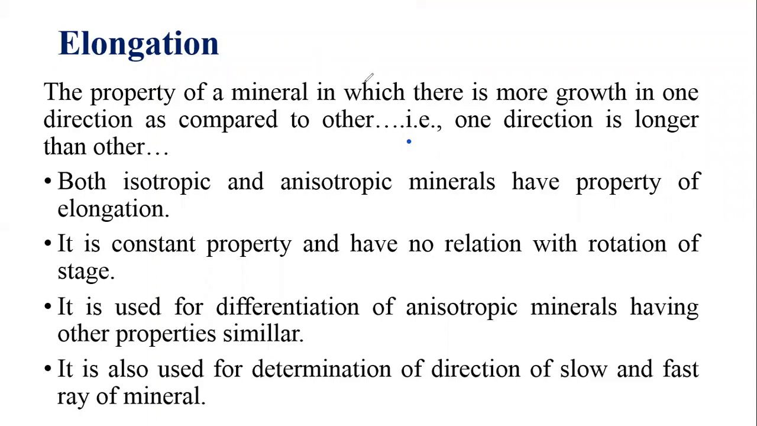You know that not every mineral is circular, neither is it in square shape. So it doesn't have all sides equal. Most minerals show growth more in one direction as compared to other direction. And this property of mineral is called elongation. Elongation is the property of a mineral in which there is more growth in one direction as compared to other. That is, one direction is longer than other.